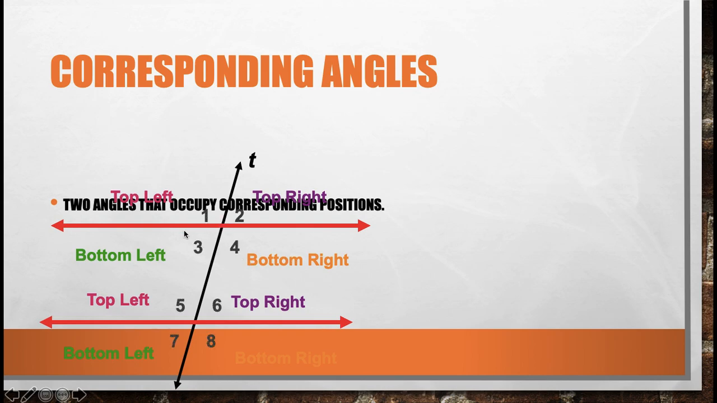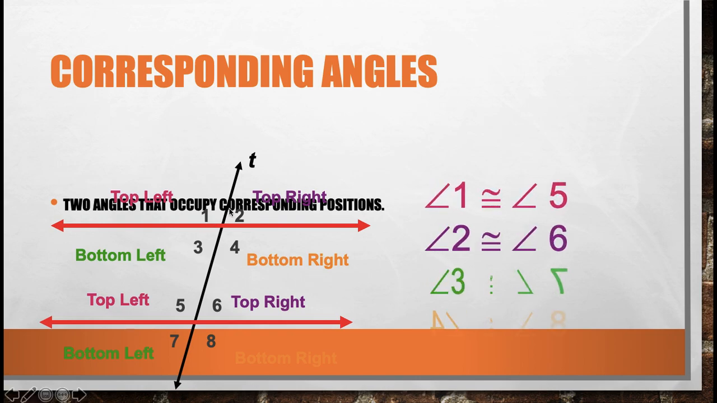I have numbered the angles also. Now I will show you. Angle 1 and angle 5 are corresponding angles. Angle 2 and angle 6 are corresponding angles. Angle 3 and angle 7 are corresponding angles. Angle 4 and angle 8 are corresponding angles. That is what I have marked and labeled in the diagram, and I have written it here. So these are the different types of corresponding angles. I will give you notes on all this.